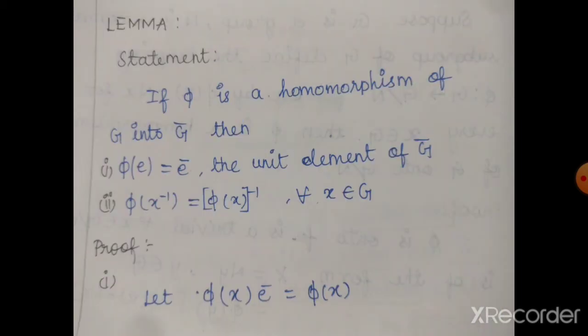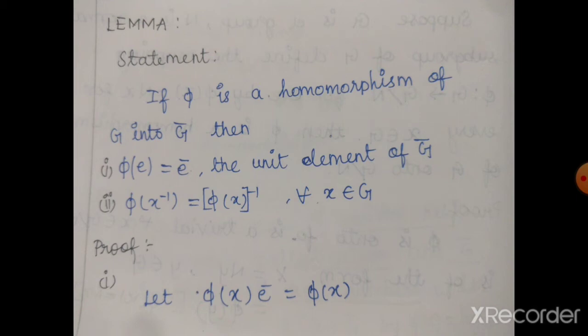So next we have to come with the lemma. This lemma is a very important 5-mark question. The statement is: if phi is a homomorphism of G into G bar, then first, phi of E is equal to E bar, that is the unit element of G bar. The second thing is phi of x inverse is equal to phi of x the whole inverse. For the second subdivision, we have to use the first subdivision. So if they ask for the second subdivision alone, you still have to use the first subdivision. So you should write the proof of the first subdivision also, and afterwards only you come with the second subdivision.